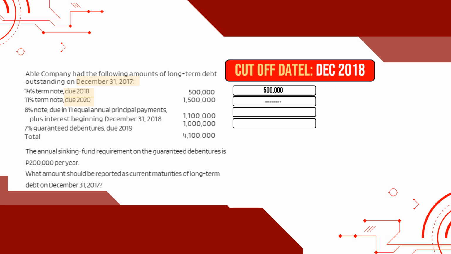Out of the 11 installments, the next installment that is due within 2018 will fall under current liabilities, and then the next 10 installments that are due 2019 onwards are non-current. So the current liability here would be 100,000.